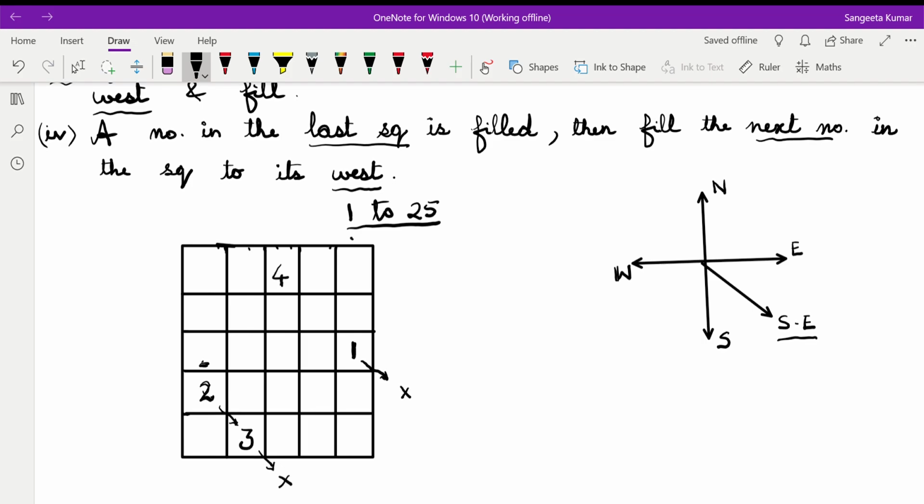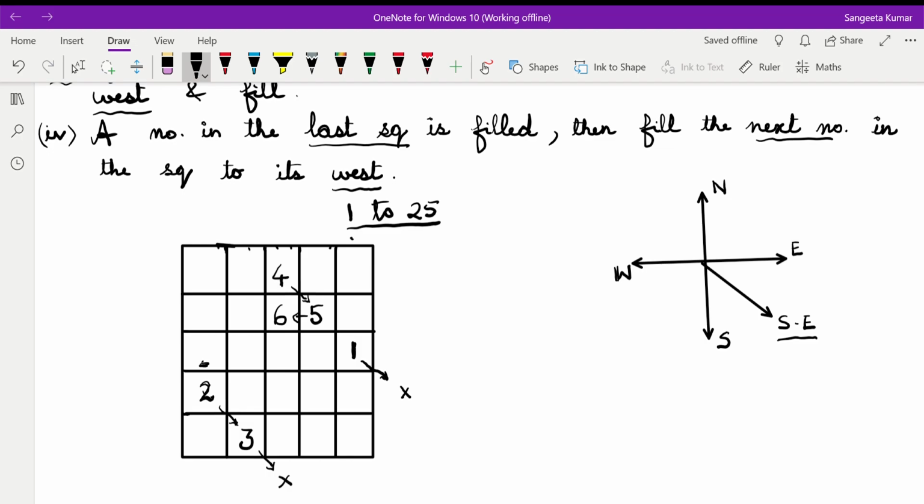Again, if we go outside the grid, we have to fill just opposite to it. Again we move to the southeast, we fill the number 5. Now after 5, when we came here, we already have 1. This is already filled. As you see, a number in the last square is filled. Then fill the next number in the square to its west. So here, since 1 is already filled, we move to the west and we fill 6 here. Now when we are inside the grid and the next southeast is already filled, we will fill our number in its west.